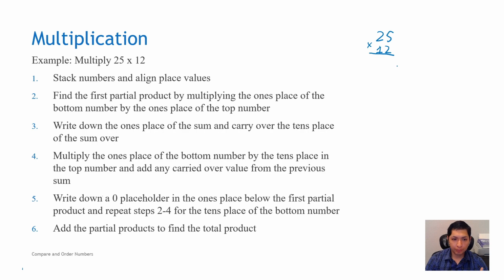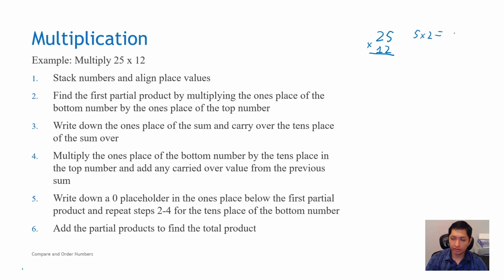So you're going to find partial products. You're going to essentially do 2 sum problems to find the final answer, the product of the multiplication. So the answer to a multiplication is called the product. So you'll find the first partial product by multiplying the ones place of the bottom number by the ones place of the top number. So that means that you're multiplying 5 times 2.